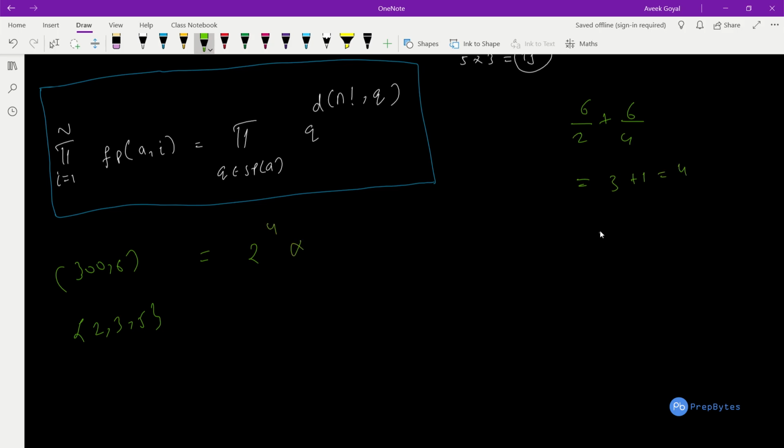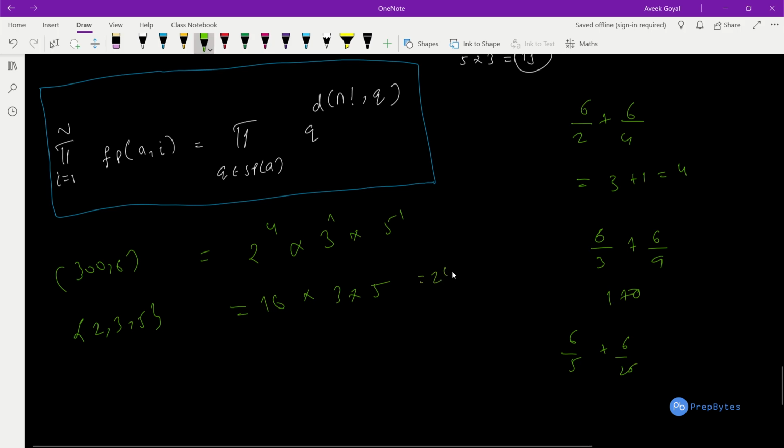multiplied by then 3, so 6 upon 3 plus 6 upon 9, so this is nothing but 1 plus 0, so it is 1, so 3 to the power of 1, multiplied by 6 upon 5 plus 6 upon 25, so it is again 1, so 5 to the power of 1. So it is 16 multiplied by 3 multiplied by 5. Okay, so 16 multiplied by 5 will give me 240, but the answer is 720. Why? So this is correct, this is correct. Okay, so 3 divided by 6 will give me 2, so it is 3 square, so it will be 9, and this answer will be 720.